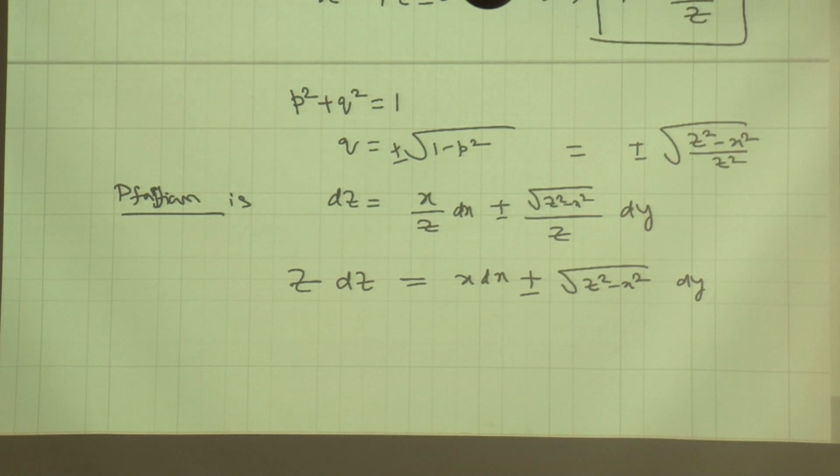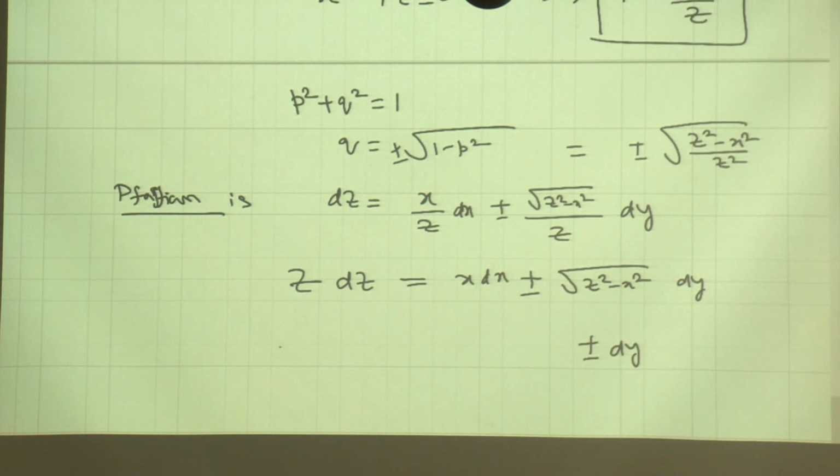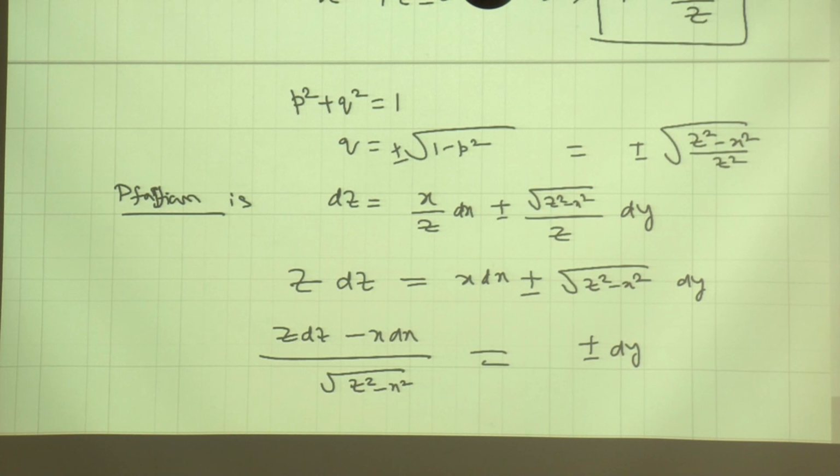keep z and x together, keep y separate because y does not come anywhere, no? So let's do that. So plus or minus dy, I will keep here. I take everybody this side. Z dz minus x dx divided by root of z square minus x square. This is what we have. Now you see it is good because what is the differential of z square minus x square? 2z dz minus 2x dx. That's what you have on the top, but for the 2. Right?